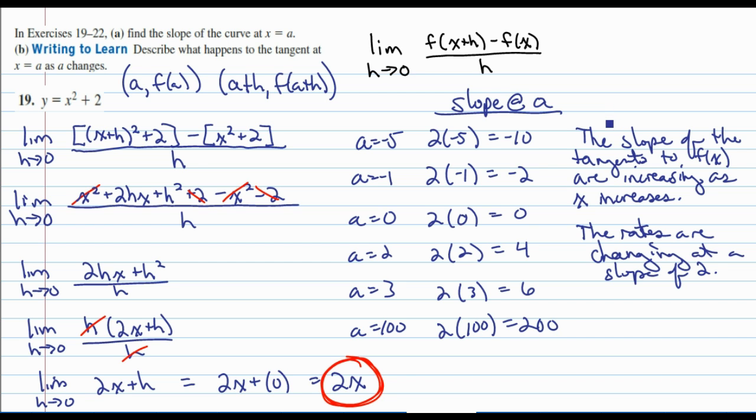So I can make a general conclusion that the slope of the tangents to f of x are increasing as x increases. I know that doesn't sound like a huge leap of a mathematical conclusion, but it's true. As my x values increase, my slope increases. The rates are changing at a slope of 2. That is your mathematical leap. y equals 2x is the formula for slope, so the formula for slope has a slope. Dun dun dun.